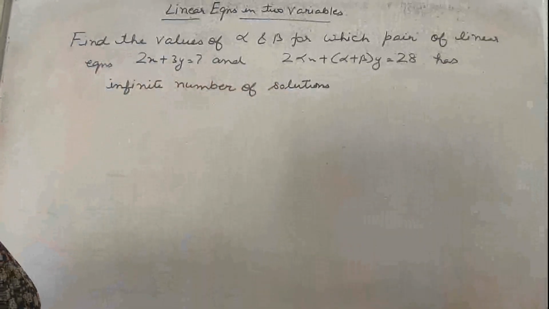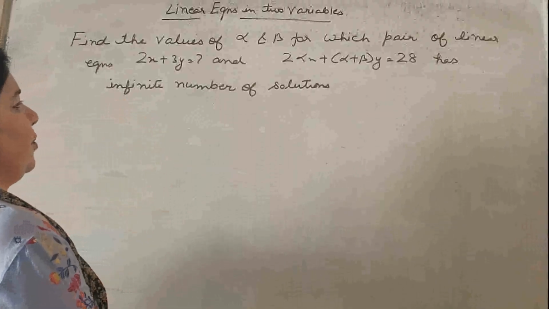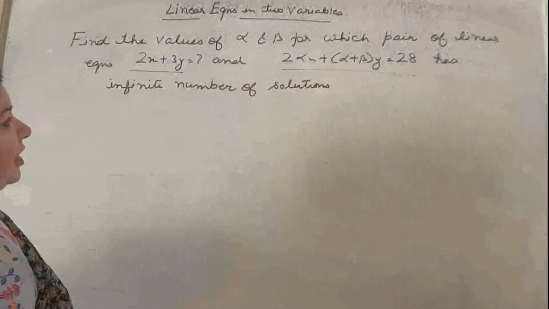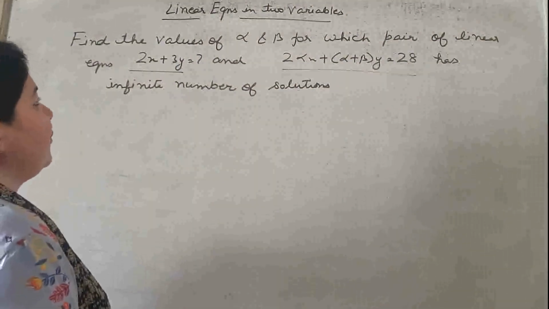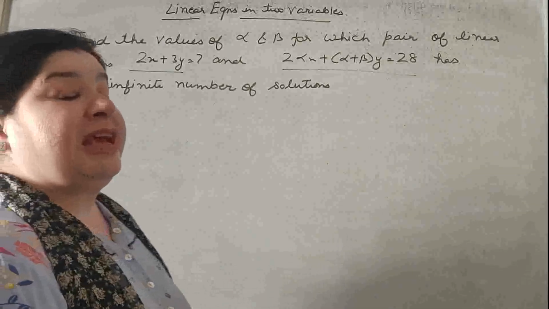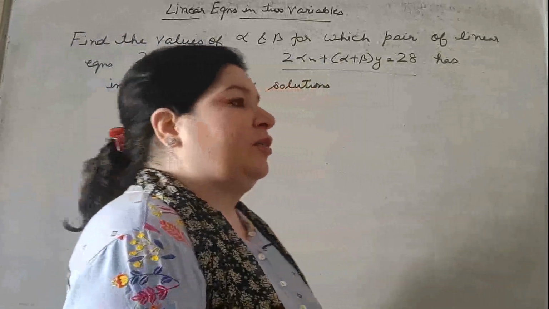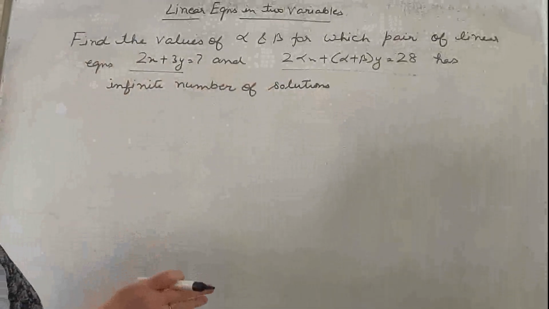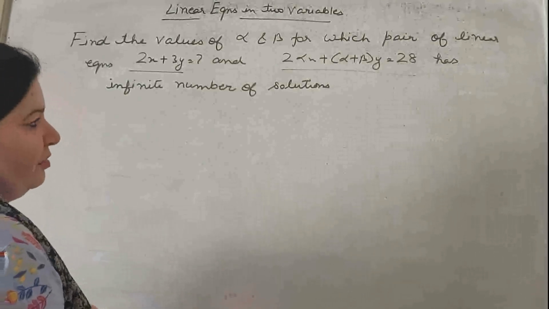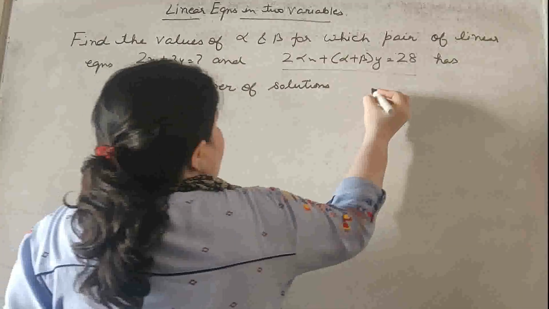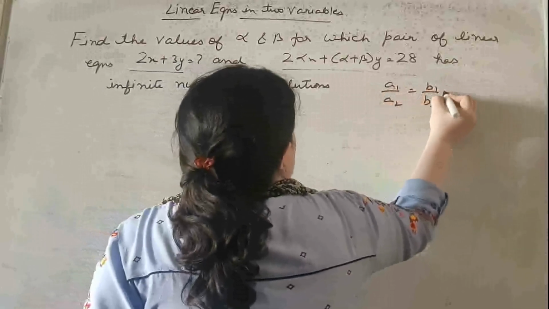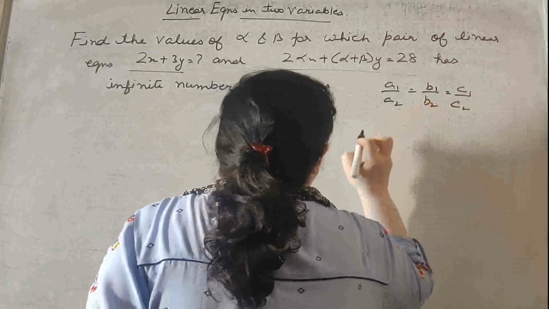So here is one more question. Find the values of alpha and beta for which the pair of linear equations, two linear equations are given to you in terms of alpha and beta, has an infinite number of solutions. अगर इनके solutions infinite number में हैं, तो means lines किस type की होंगी? Lines will be overlapping, or you can say lines are coincident. तो इसकी condition मेरे पास क्या होती है? a1 over a2 is equal to b1 over b2 is equal to c1 over c2.